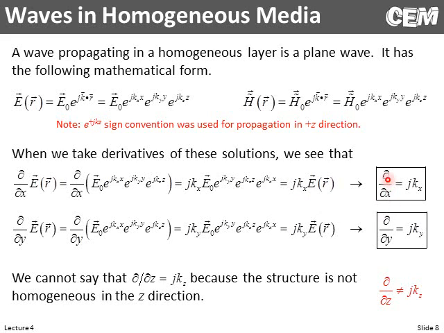What this tells us is every time we're trying to take a derivative in x, we just pull out that derivative and put in jkx. And the same thing for the y direction. We just replace it with jky. Now we can't do that for the z direction because it's not homogeneous in the z direction. When you get to the interfaces, the derivative won't be 0. So we can only do that for x and y. Is everybody good with that and comfortable with that?